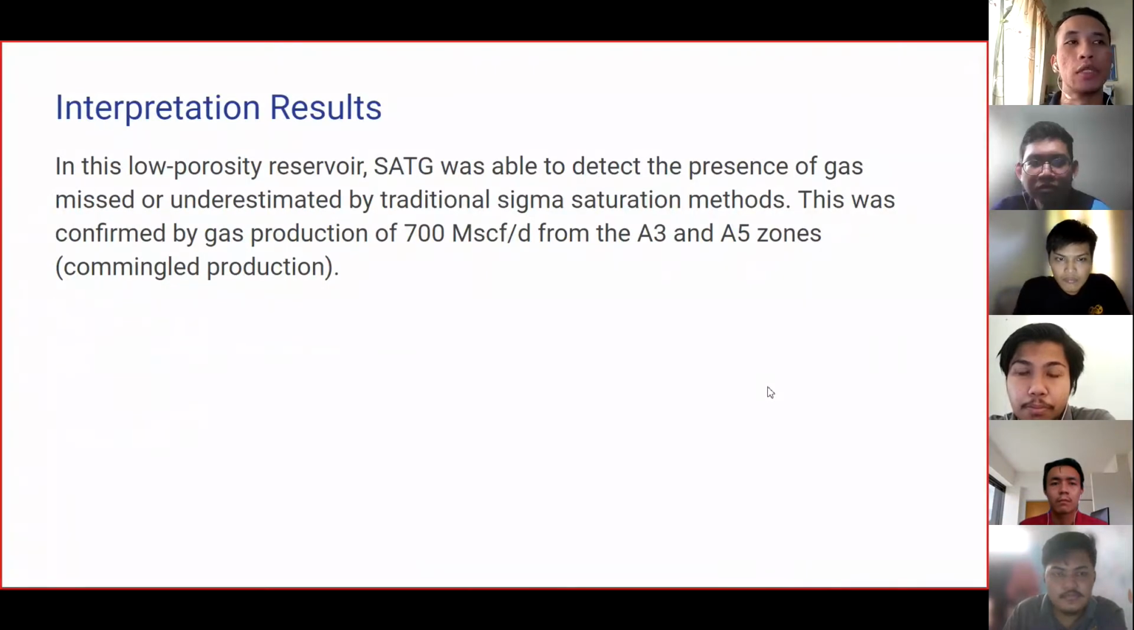Okay, for this one, this is the conclusion for our result. In this low porosity reservoir, SATG was able to detect the presence of gas that cannot be detected by the traditional sigma saturation method. We can confirm this by the gas production of 700 thousand standard cubic feet per day from the A3 and also the A5 zone.